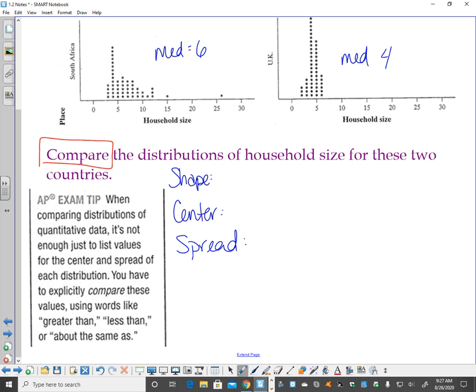Outliers. I don't see any outliers for the UK, and I see 2 potentials for South Africa. So here I go. The South Africa households appear to have 2 potential outliers at 15 and 26 people in the household, while the UK has no outliers.